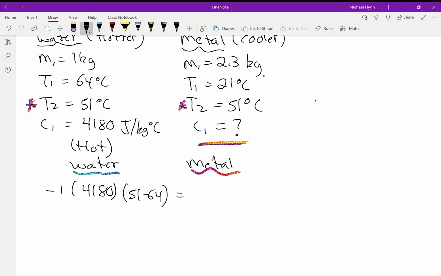equals, on the metal side here, I have 2.3 times C, that's C for the metal, which I don't know what it is. This should be a C2, pardon me. Everything's a 2 with the metal, right? I don't know why I did that. Let me fix that. I'm sorry, guys. I don't want to redo the video, so just not thinking.